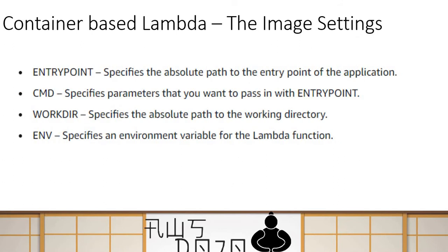Now this image which you have simply used, you can do certain configuration on it. Typically, the configuration you can do is that you can provide an entry point, which could be your absolute path for the entry to the application. You can put in command parameters, which say how you want to run it when your Lambda function starts. Then you can set up your working directory, and of course you can set up your environment variables.